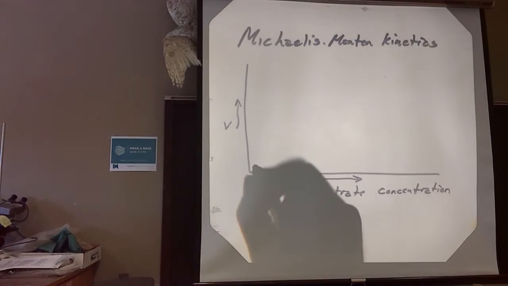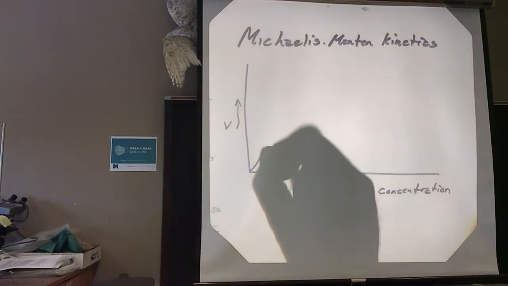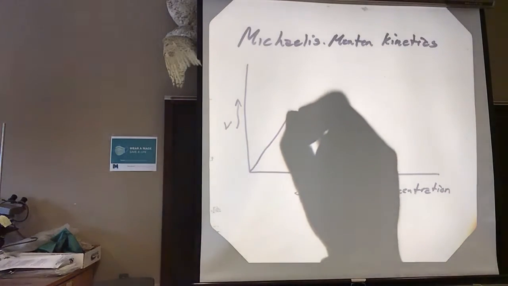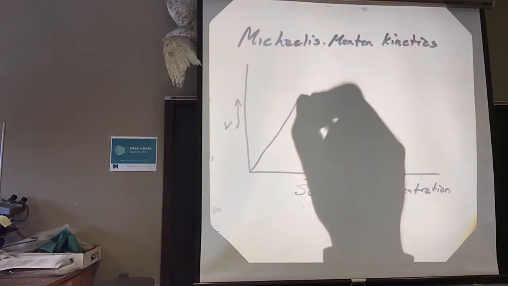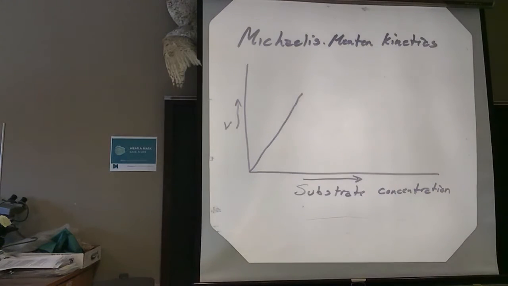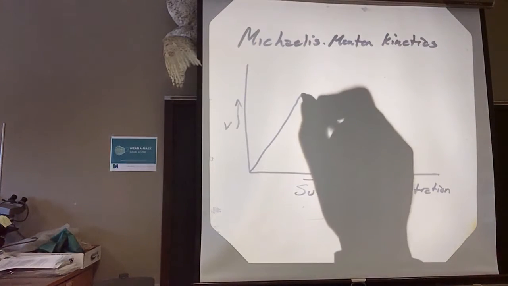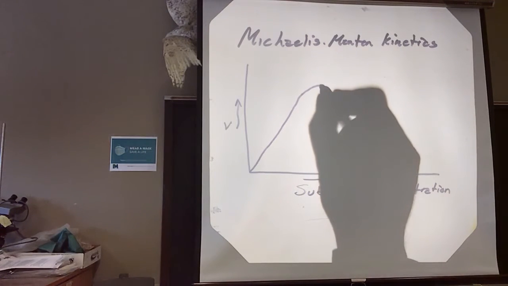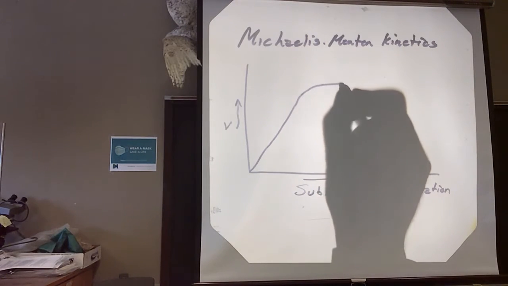And as we add more substrates, we've got lots of enzymes to deal with it. Now the system's starting to get a little overwhelmed. You've got an enzyme available, but you're not necessarily able to find it as quickly because they're in the mess and there's too many substrates around. And the system starts to plateau, and then it flattens out.